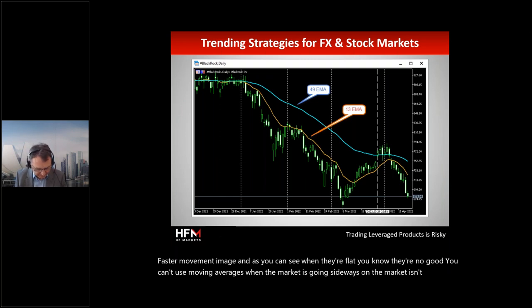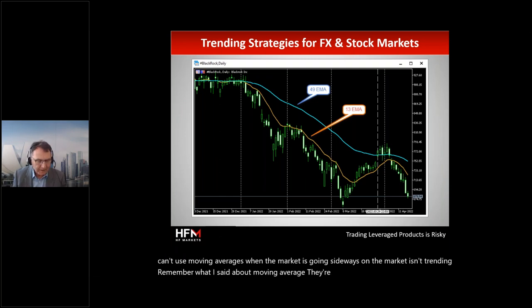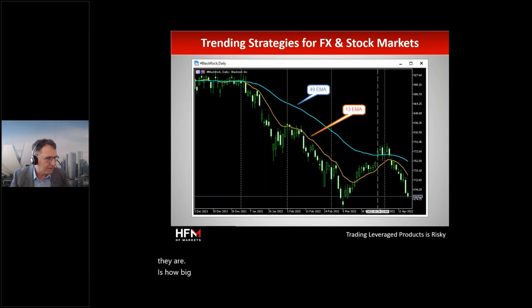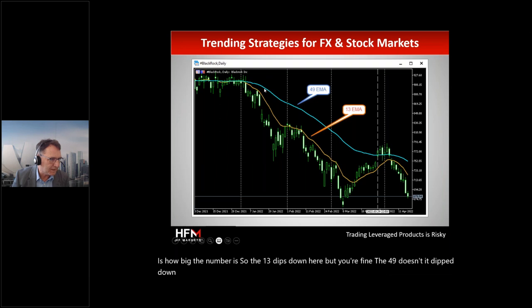Remember what I said about moving averages? They're always late, and how late they are is how big the number is. So the 13 dips down here, but the 49 doesn't. It dipped down here first, didn't it? The 49 didn't start moving till the price action was all the way down here.